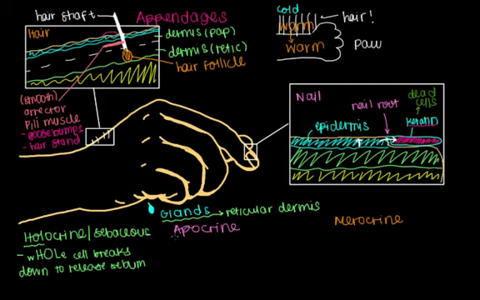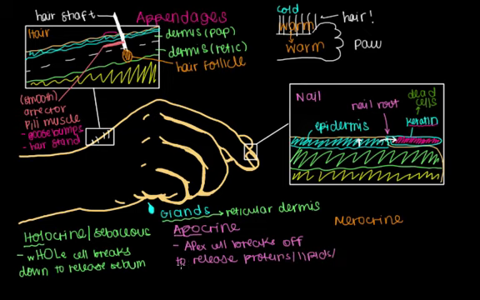Now, apocrine glands release secretions from the apex of the cell, or the top of the cell breaks off. So the top of your cell breaks off to release a mixture of proteins, lipids, and steroids. So a whole bunch of things right here.